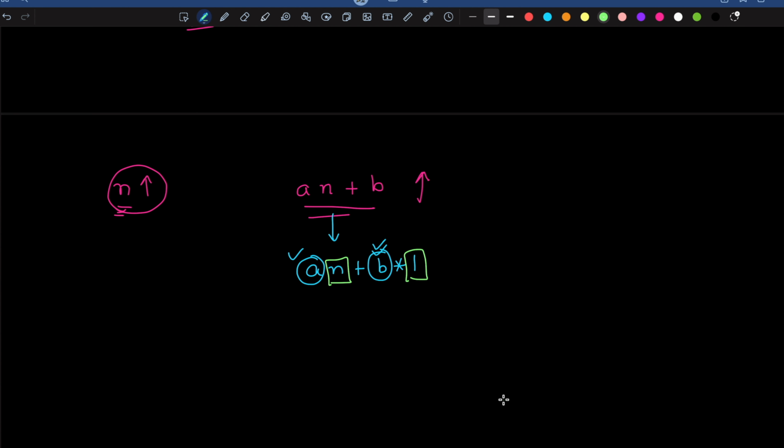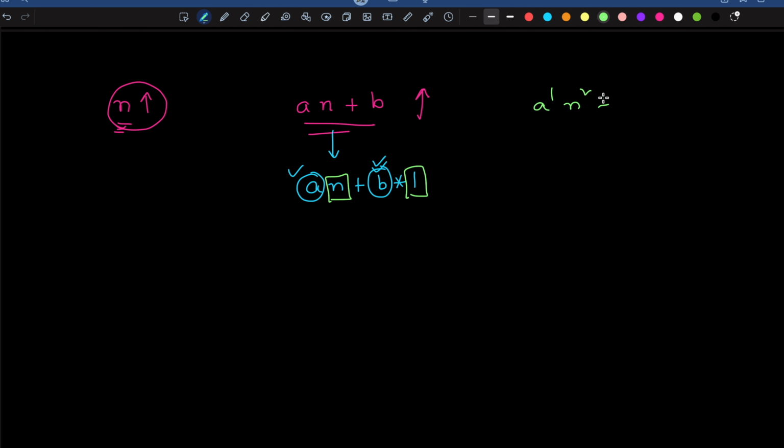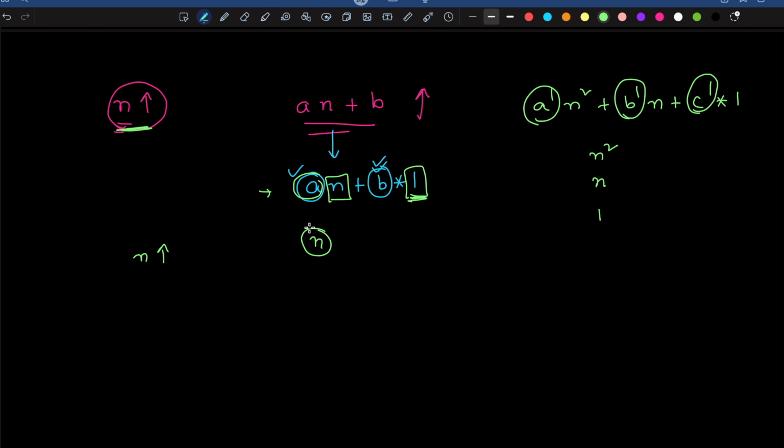Similarly, if you look at the worst case expression, it is a dash n square plus b dash n plus c dash. If I ignore a dash, b dash, c dash, and again I have 1 here, the values that remain in this expression are n square, n and 1. Now let's analyze how these terms grow as the value of n, or the input size, increases. First, let's consider the best case. Here a and b are constants, so the values left in this expression are n and 1. As the value of n increases, 1 does not change; 1 is also a constant here. So n will increase, and the growth is dominated by n here.